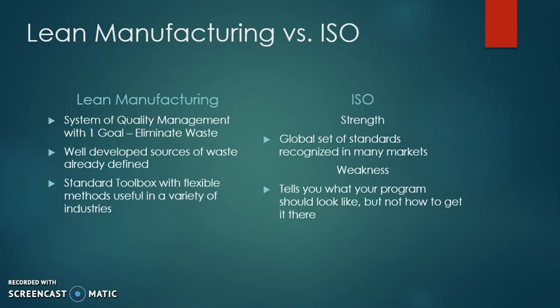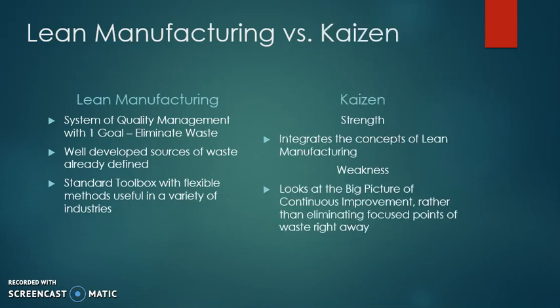ISO, its strength lies in that it's a global set of standards recognized in many markets. But its weakness is that it tells you what your program should look like, but not how to get it there. Kaizen, it's also strong in that it integrates the concept of lean manufacturing, but it's weak in that it looks at the big picture of continuous improvement rather than eliminating focused points of waste right away.